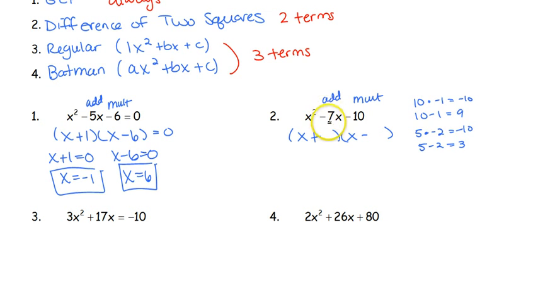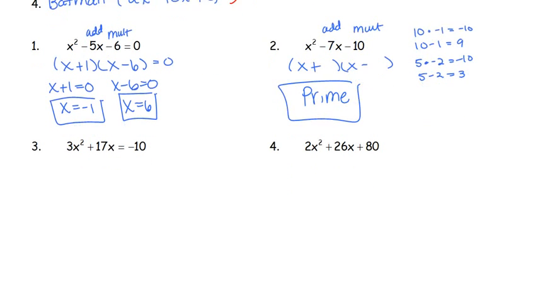Still not even close to the same number. Sometimes you'll get the same number, wrong sign, then you just switch which one is positive and which one is negative. But we can't even get the right number. This one is prime or not factorable. I can't factor it. I'm done.